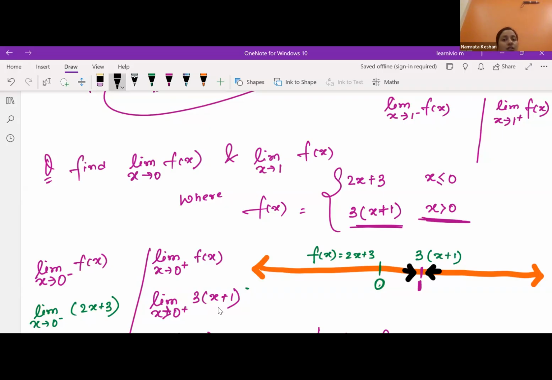Okay, can you see the function is still 3 times x plus 1? Yes. And can you see towards the right also the function is still 3 times x plus 1? Yes. Okay, so the function is not changing towards the left of 1, towards the right of 1. The function is not changing.